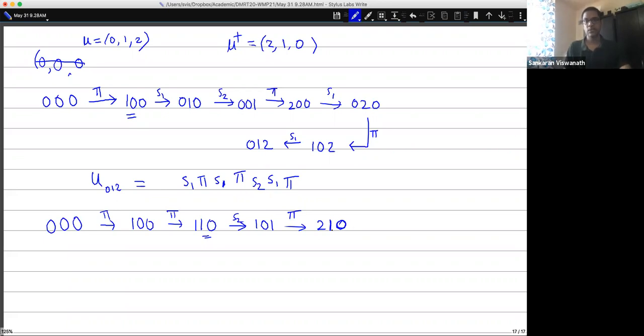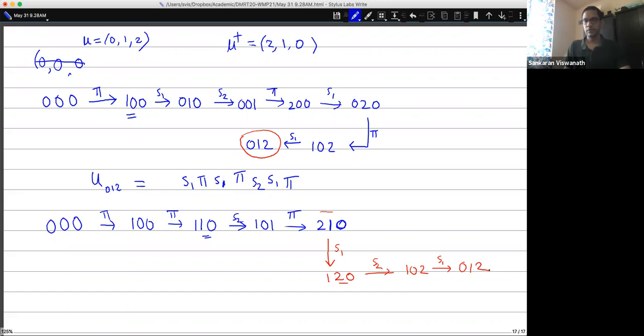So for example, here is a different way of getting to the anti-dominant guy from this. From 2, 1, 0, if I wanted to get this, it's not the box greedy word, but here's another word which will do it for you. You first apply S1 because there is an inversion there. I would have gotten 1, 2, 0. I apply S2, I get 1, 0, 2. And let's see, I apply S1 again, I would have gotten 0, 1, 2.